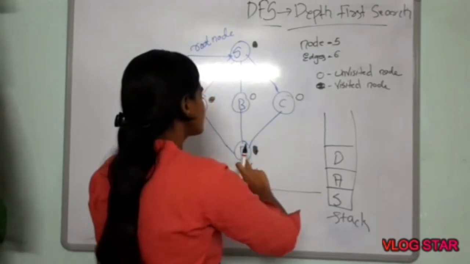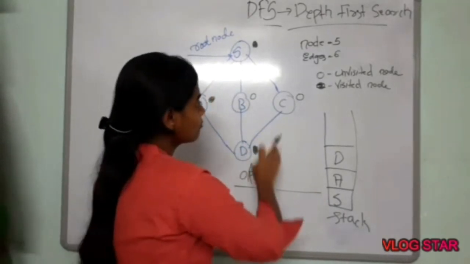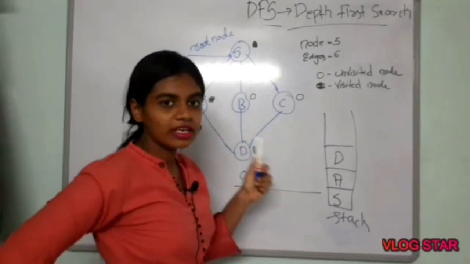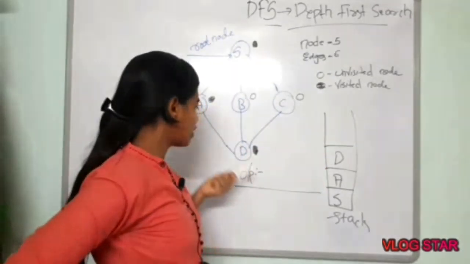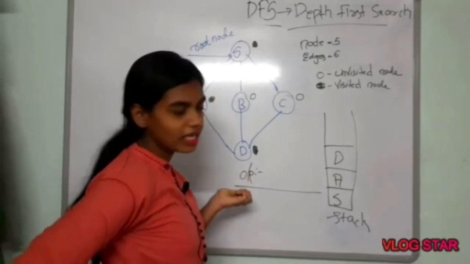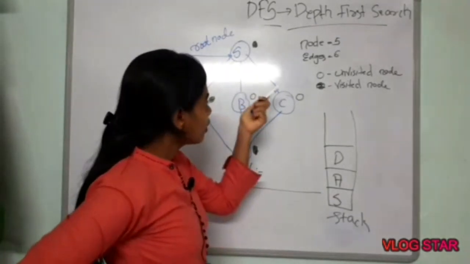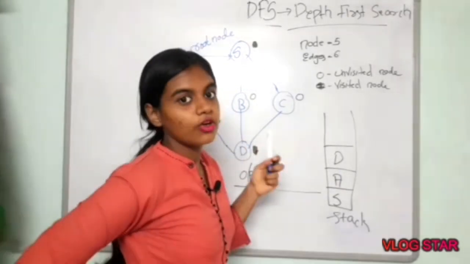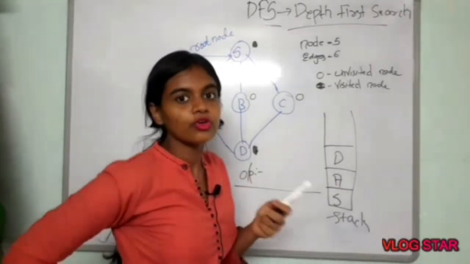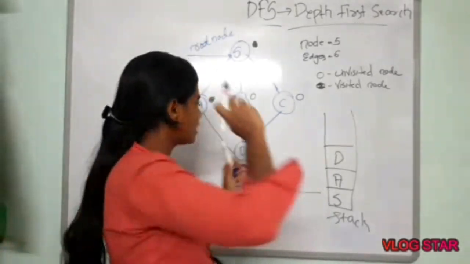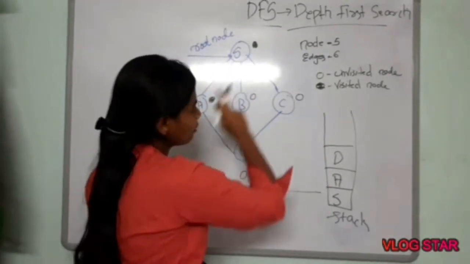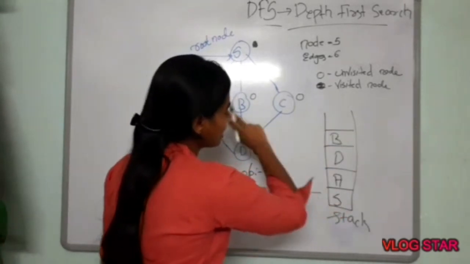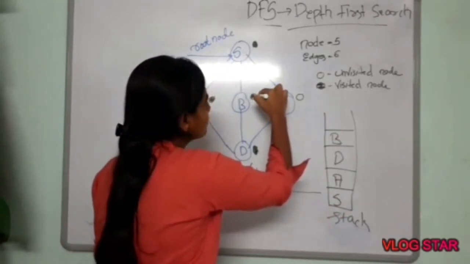Then after D, there is no further node. Then we will do a backward motion, because I have already told you that backtracking is important in DFS. Whenever there is any further node, we have to find the rest of the nodes which are unvisited. So for traversing those nodes, we must do backtracking. We have to go to the node B. Then we will put the element B on the stack, and we will make B a visited node.